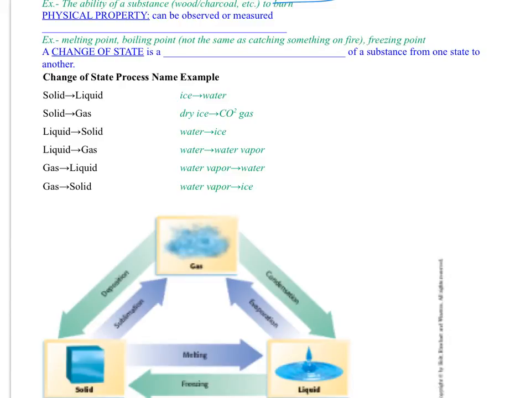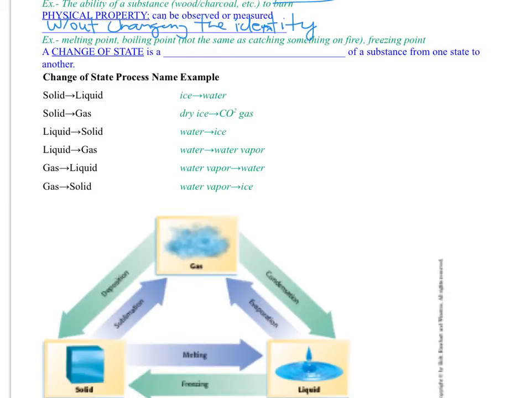Physical properties are next, and they can be observed or measured without changing the identity of the substance. So without changing the identity. These are things like melting, boiling, freezing. That word is identity. That's an N. Identity. Melting point, boiling point, which is not the same as catching something on fire. Now that's a chemical change. And freezing point. And you'll see all the state changes right below here.